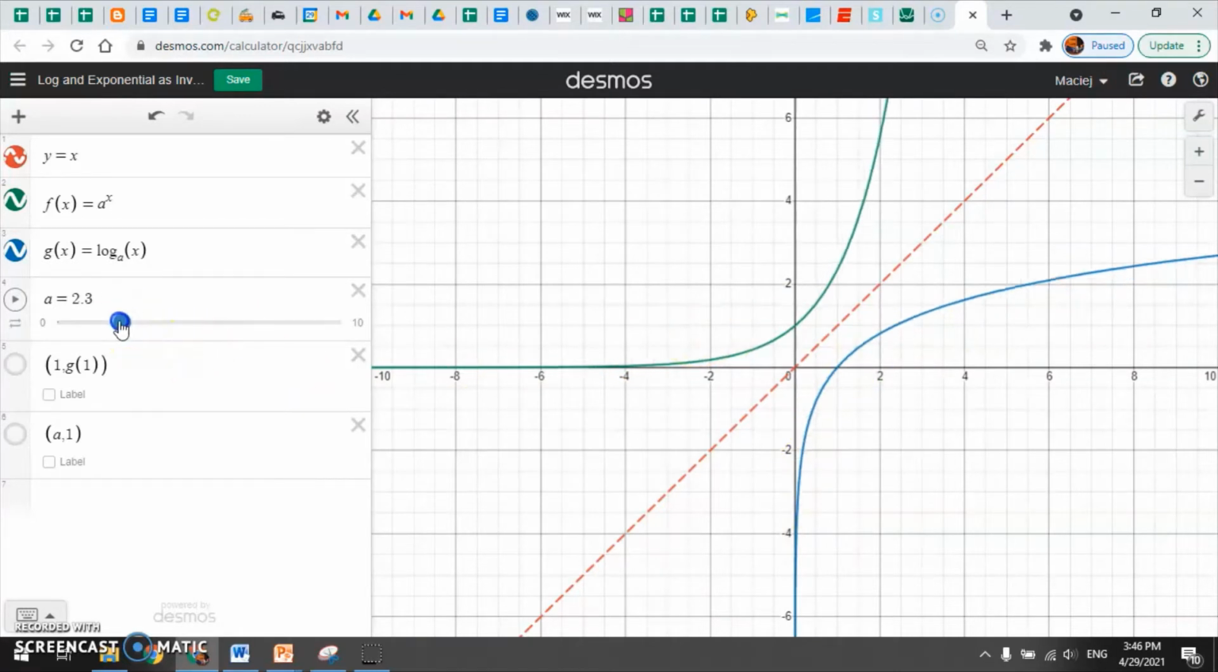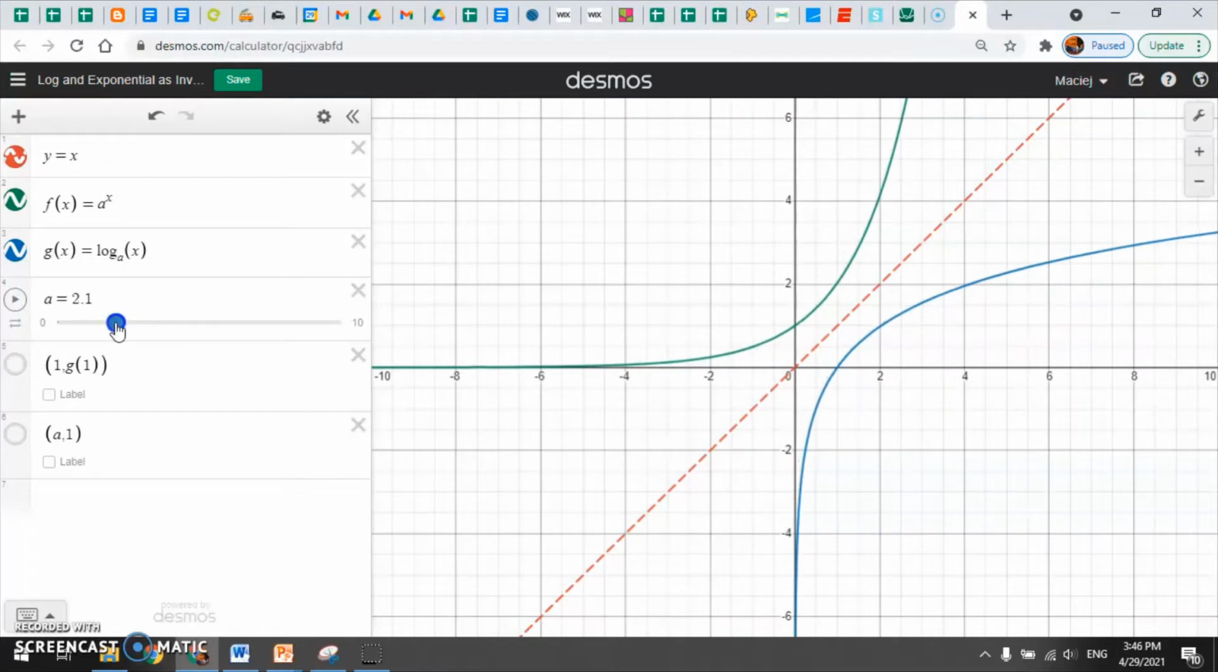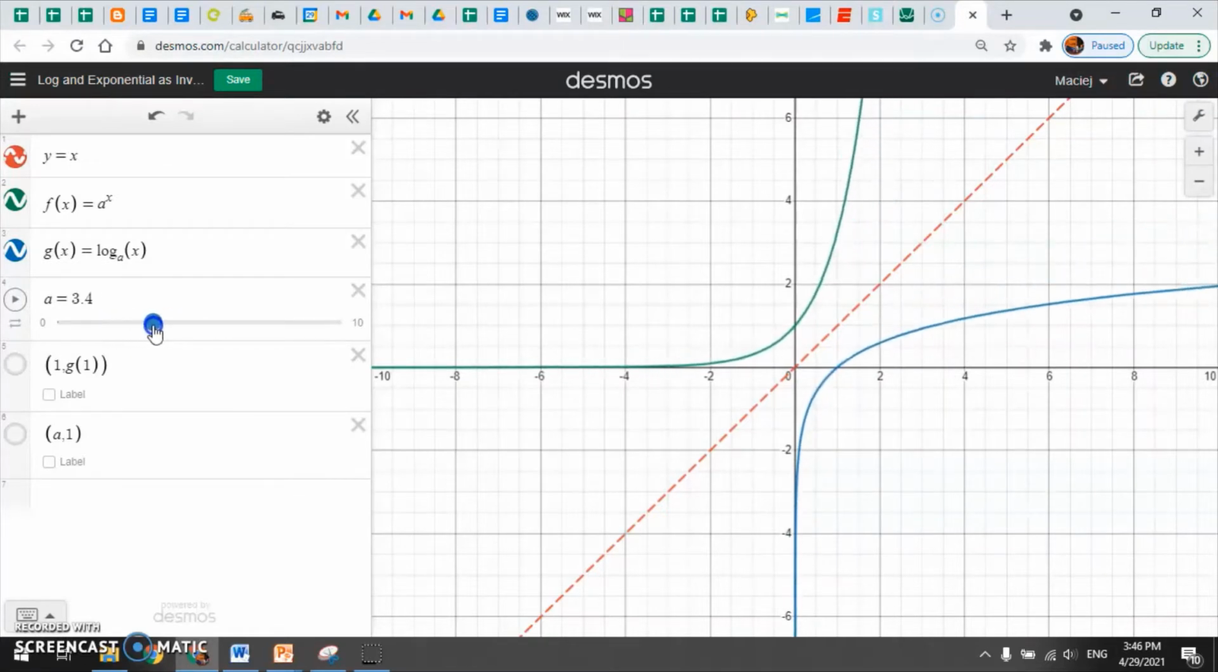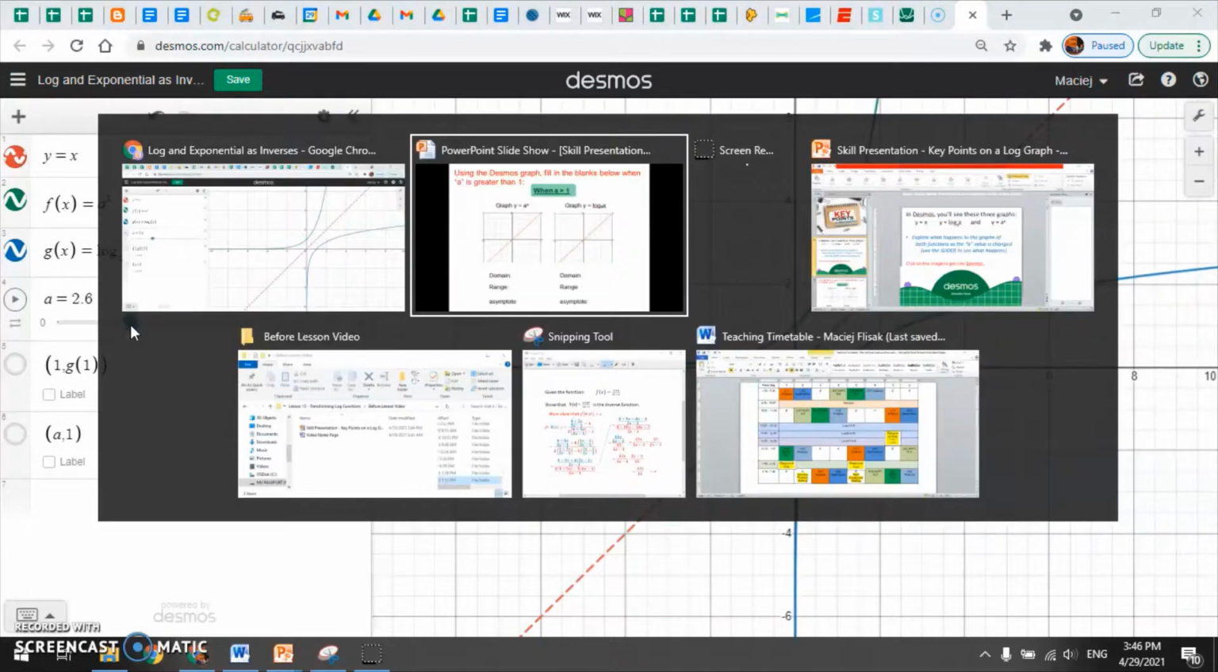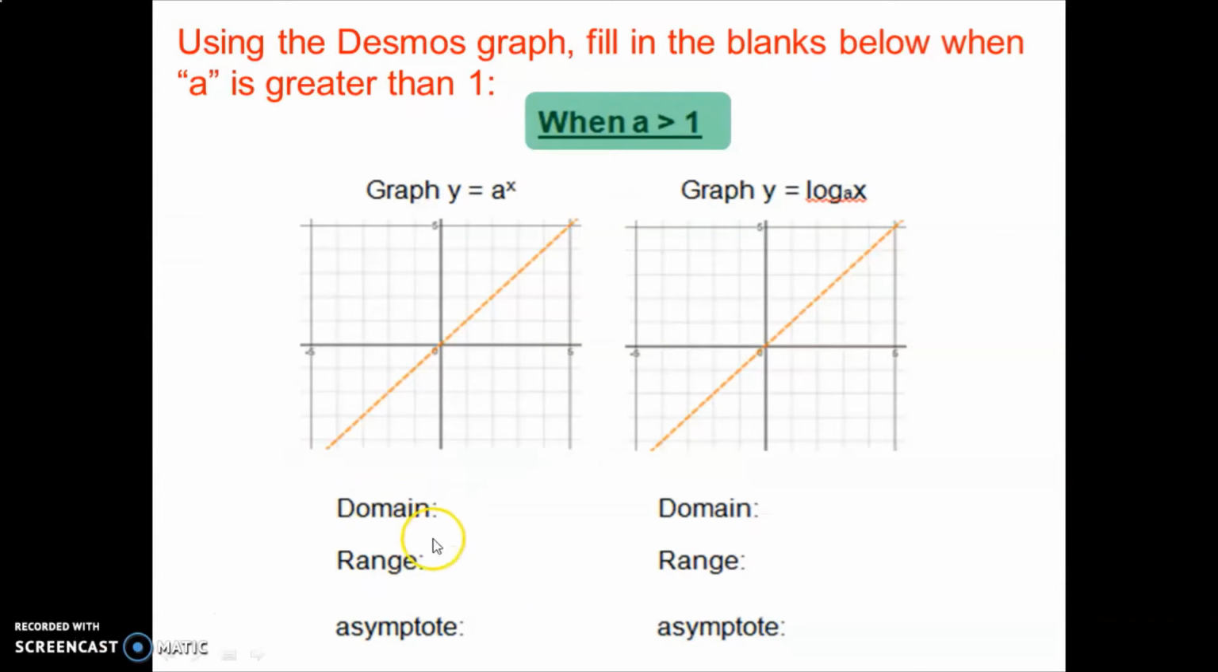So your job then is to do that. Experiment with yours a little bit. Use the slider and look at what happens to the graphs. But again, your goal is to say what the domain, range, and asymptote are. Let's begin with the exponential graph. What are the domain, range, and asymptote? Okay, now look at the logarithmic graph. When a is greater than 1, what are the domain, range, and asymptote for that one?